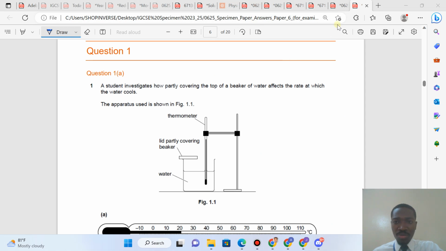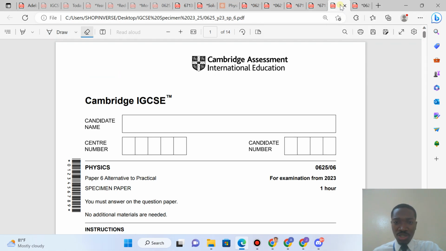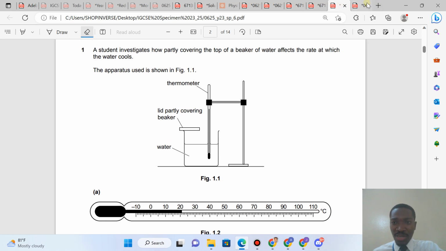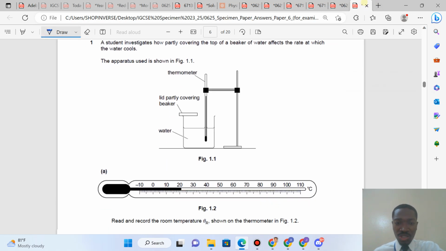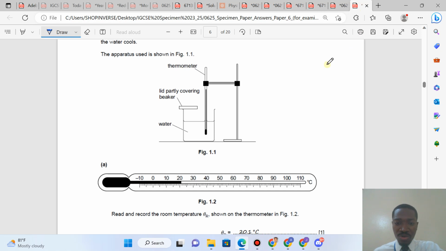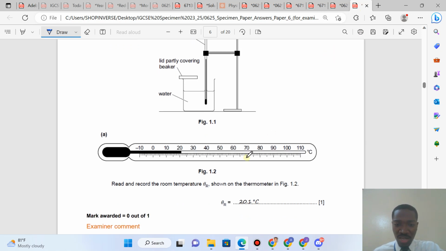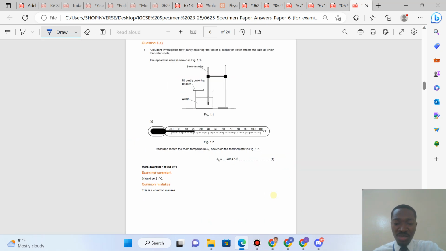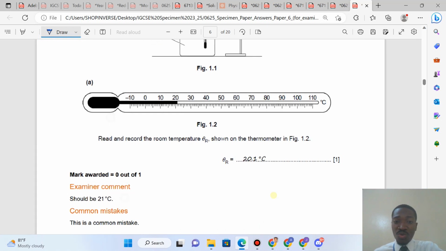So this is question number 1. This is the original question. This is the marking guide, and you can see the question. This is just a sample. It has the format of the answer given by a student. You can see question 1. The student selected 20.1 degrees Celsius. But take note that the emphasis of this video is on question 4.